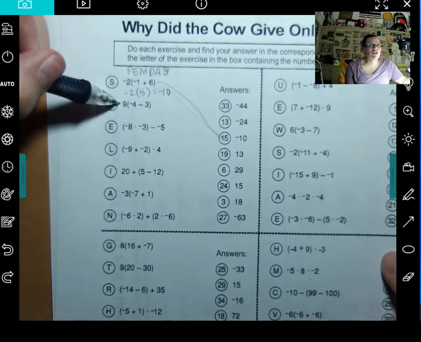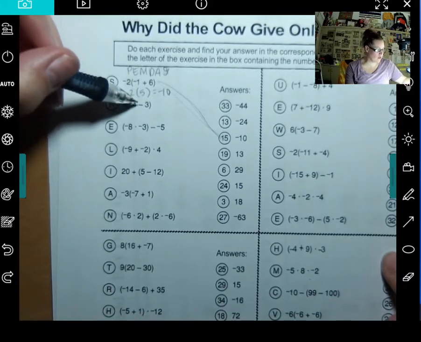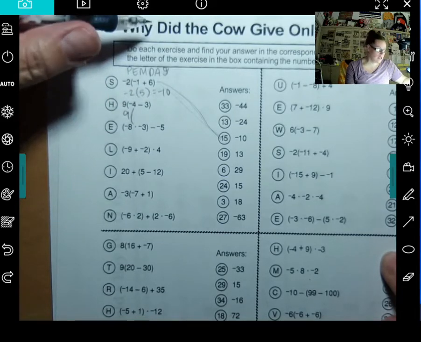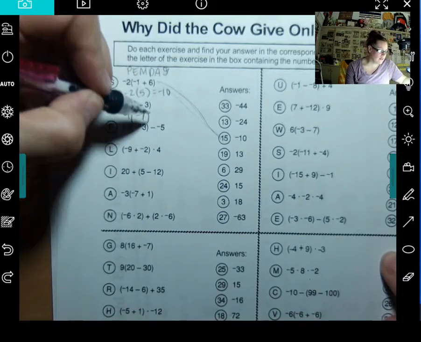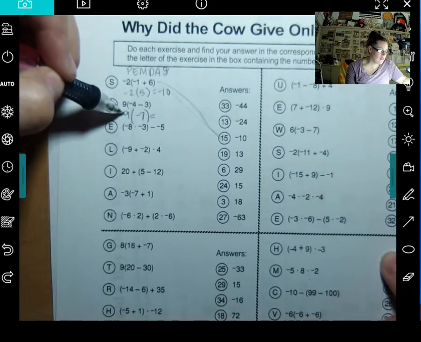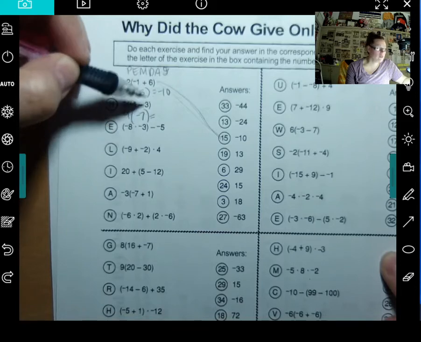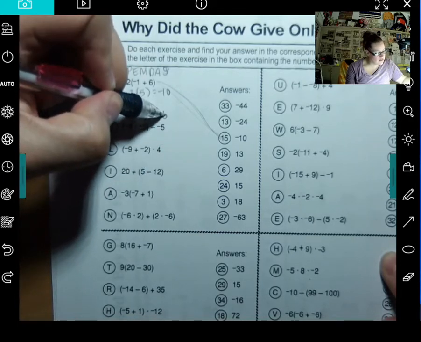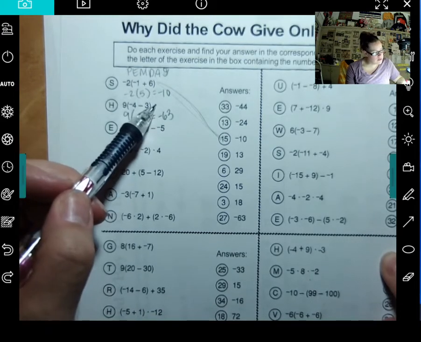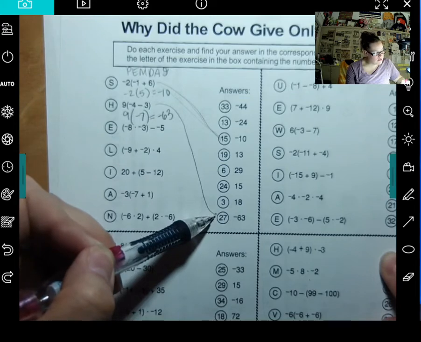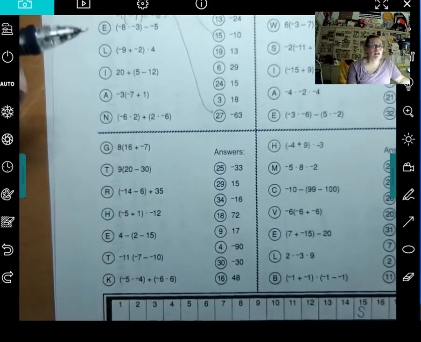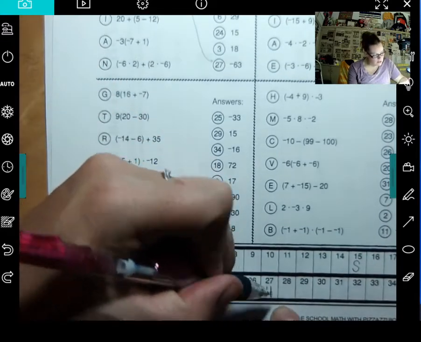So now we have H, 9 times the quantity of -4 minus 3. So we do inside the parentheses -4 minus 3. We get -7. So 9 times -7 is, 9 times 7 is 63. One of those is negative, so we get -63. Boom, just like that. So then this one matches 27. So down here we find number 27, and I said it was H, so H matches 27.